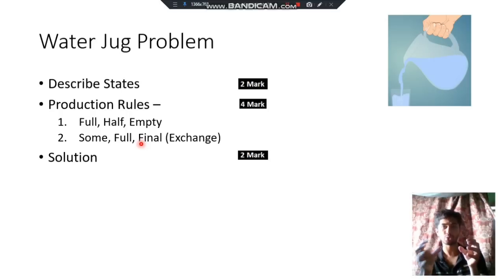Final means, if this has 2 and this has 0, the final answer is to get 2 in this jug, so you will be just putting 2 here. Or if 2 is here only, you will be keeping it as such. Solution, you have to identify. Initially, you will be having empty jugs. First which will be filling, then what will be doing, and so on. All those things consist of the water jug problem.